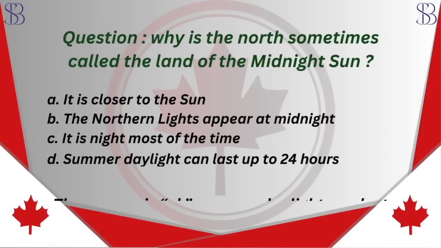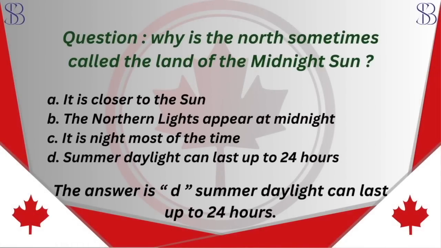Question: why is the North sometimes called the land of the midnight sun? A. It is closer to the sun. B. The northern lights appear at midnight. C. It is night most of the time. D. Summer daylight can last up to 24 hours. The answer is D. Summer daylight can last up to 24 hours.